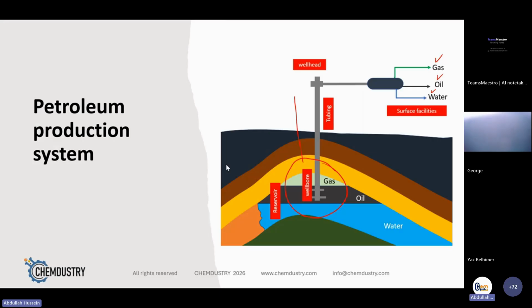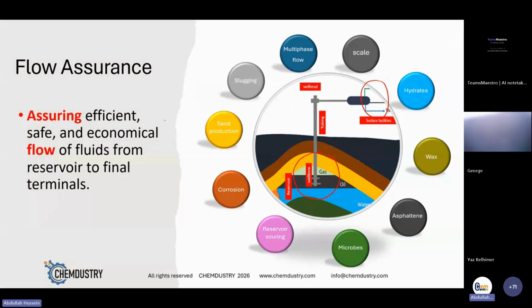So this is the production system. What are we trying to do here? We're trying to extract the hydrocarbons from the first point of the system, the reservoir, and deliver them all the way to the surface, process the fluids, separate them, send the gas to the sales, send the oil to the refinery, and then process and treat the water and either re-inject it back into the reservoir or dispose of it. While we're doing that, we normally get hit by one or more of these flow assurance and production chemistry issues, including scale, hydrate, wax, asphaltenes, microbes, reservoir souring, corrosion, sand production, and many, many other multi-phase flow issues.